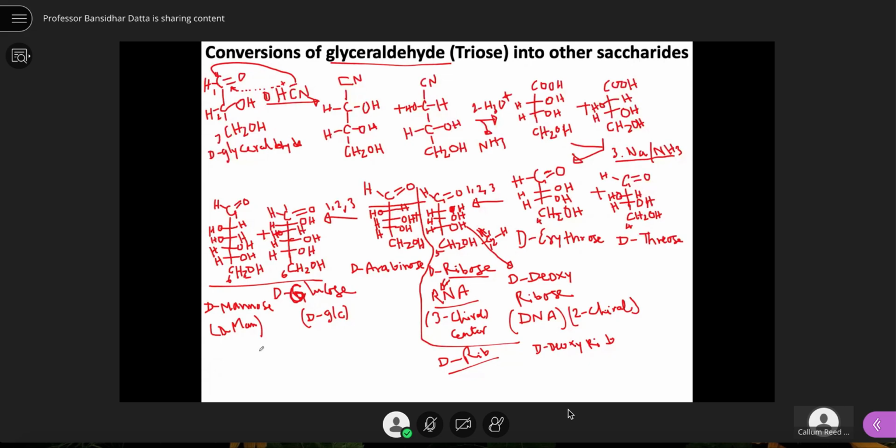On carbon number 2, the hydroxide group is on the left for mannose, and then on the right. Excellent point. So they are called 2 epimers. Why 2? The carbon number 2. The configuration of the hydroxyl group on carbon number 2 is different. Therefore, D-glucose and D-mannose are called 2 epimers.